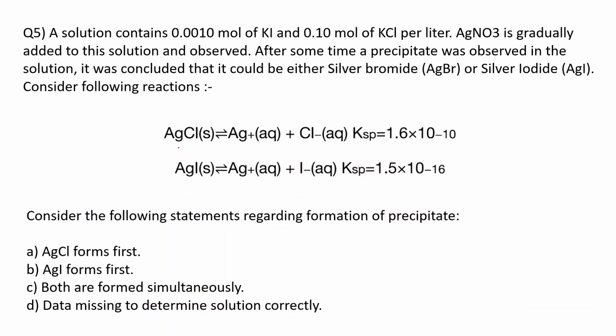Question number 5 is, a solution contains 0.001 molar KI, potassium iodide, and 0.1 mole of KCl, potassium chloride, per liter. AgNO3 is gradually added to this solution and observed. After some time, a precipitate was observed in the solution. It was concluded that it could be either silver chloride or silver iodide.